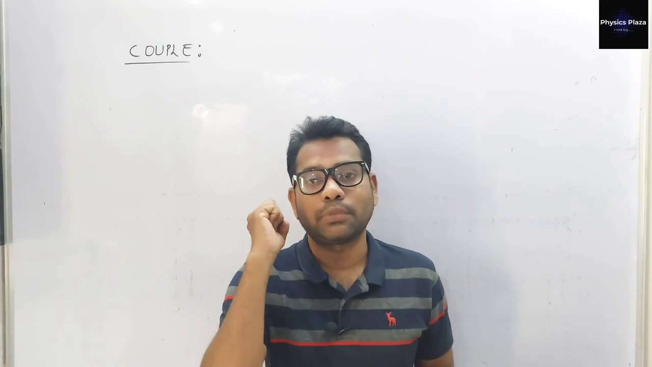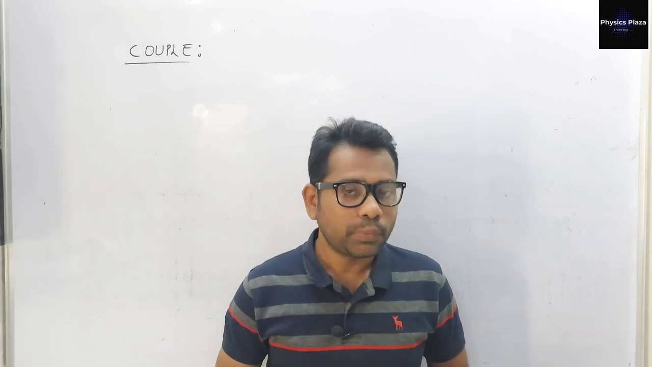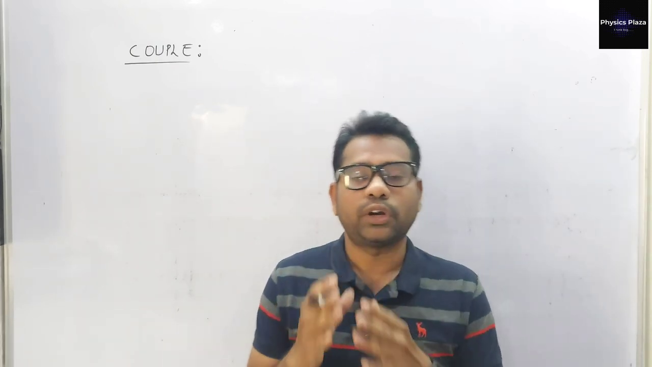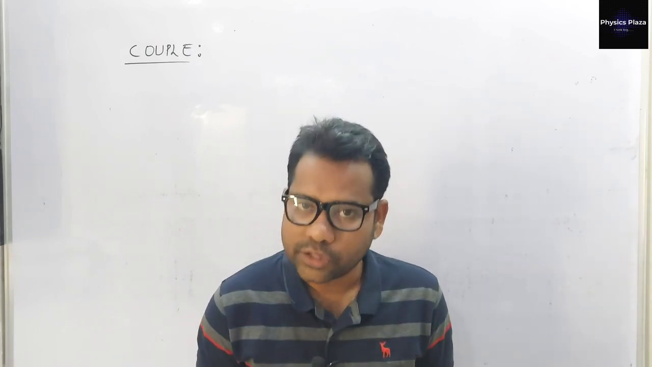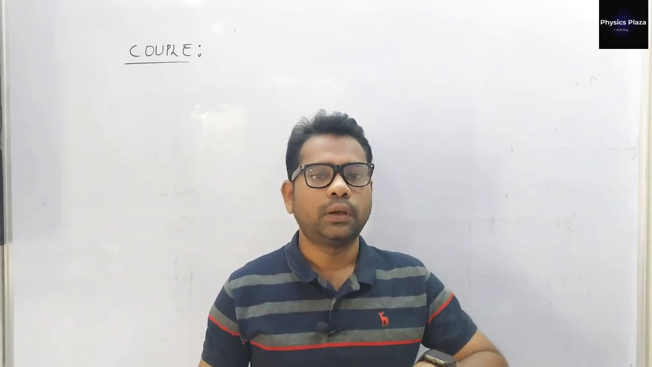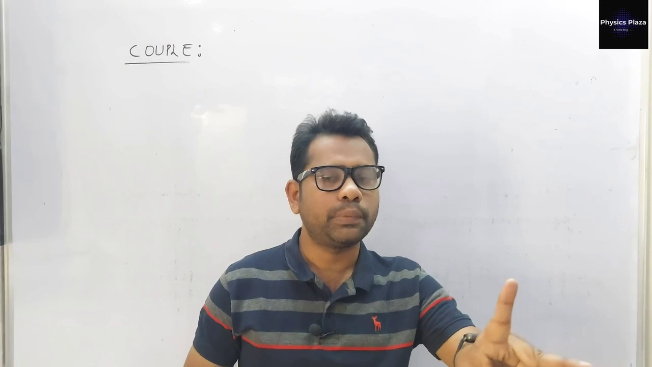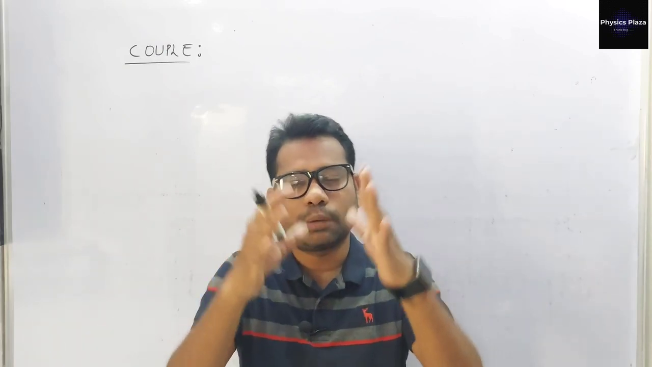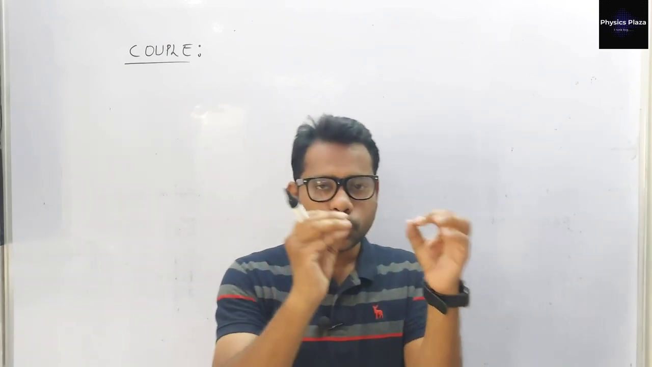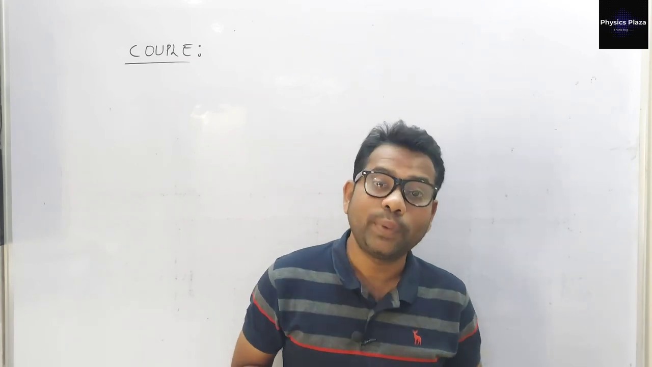For me, couple means the number two will come. Number two means, here, one important thing I want to tell you. Can you say couple for just having two together? For example, a pair of chappals, where one is number 7 and another is number 10. It's not a couple. We can't say that. They should be identical.